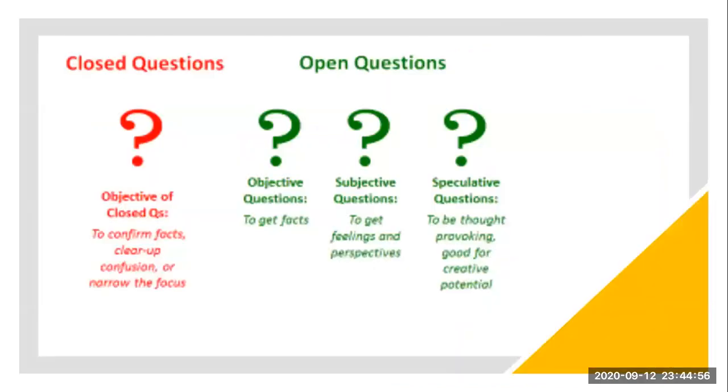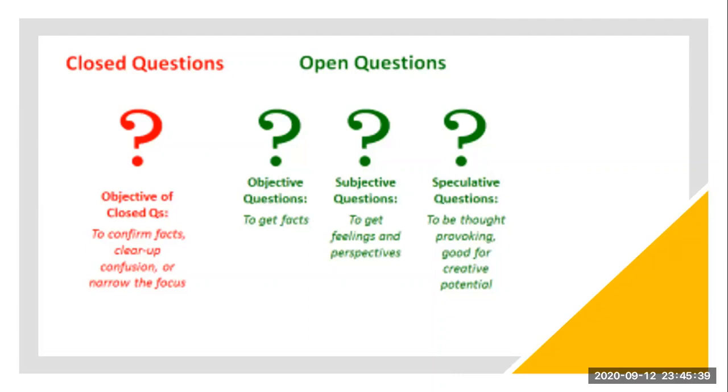Well, I like this. So what are the objectives of closed and open questions? When they are closed, which I like better actually, because they don't take too much time, the main objective of closed questions is to confirm facts, clear up confusion, or narrow the focus. It is that you, as an investigator, already have some information that you probably found in your desk research, and then you use closed questions to confirm what you think. So in that case, it's to confirm information.